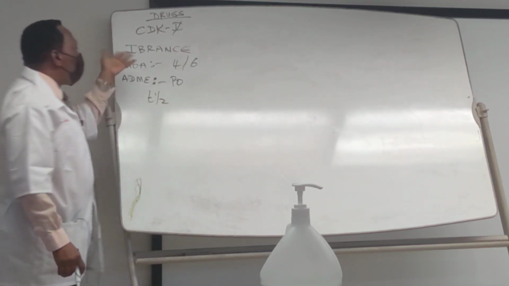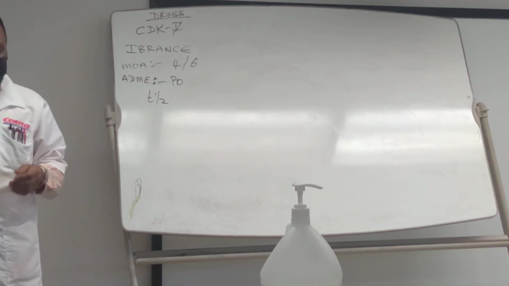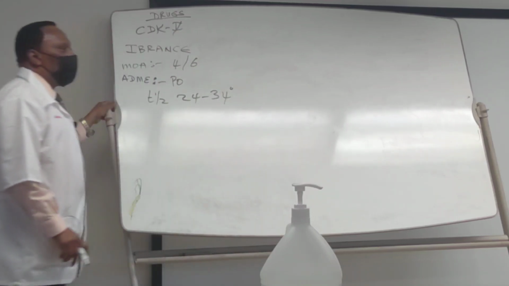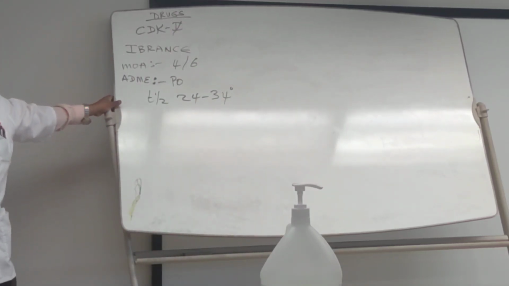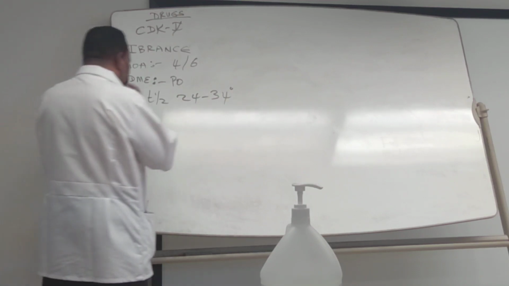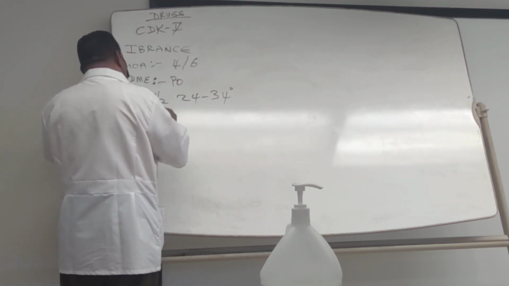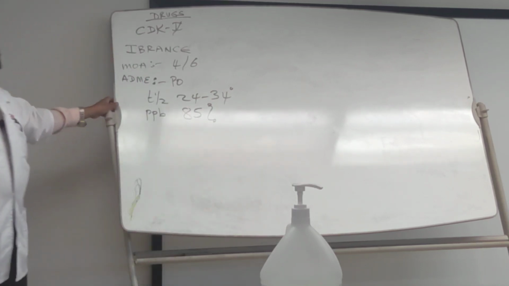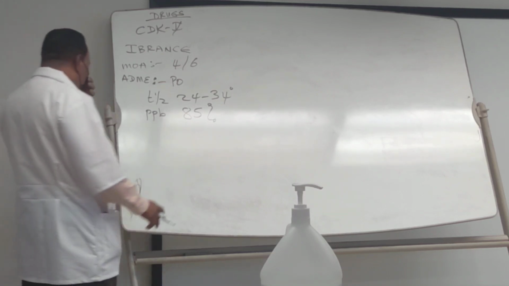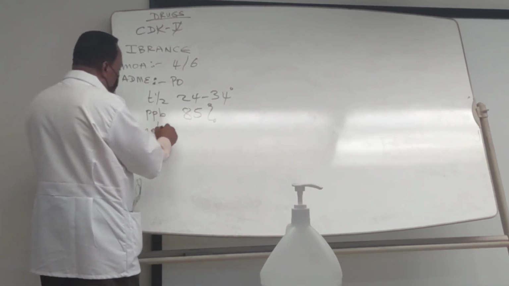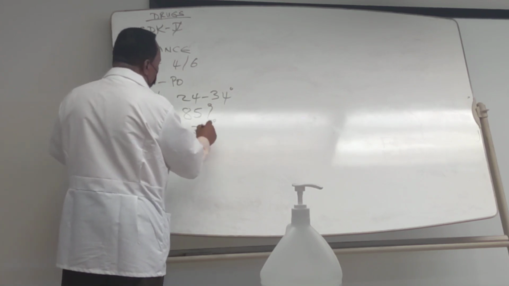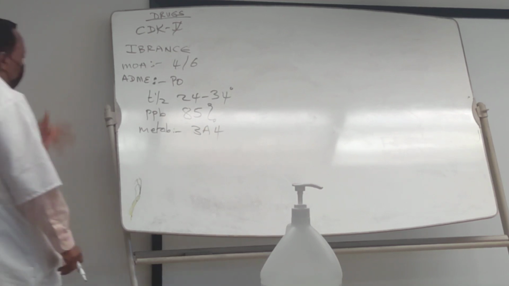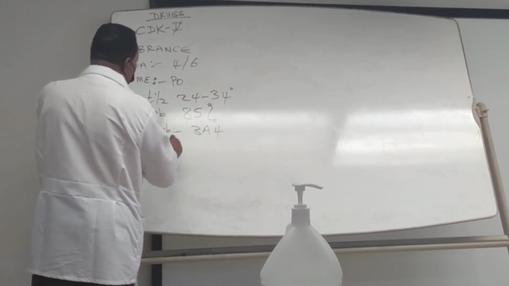The half-life for Abrams is actually extensive. It's about 24 to 34 hours. And so that permits a once-a-day dosing of the drug. In terms of its plasma protein binding, it's about 85% plasma protein bound. And the metabolism is also by your 3A4.